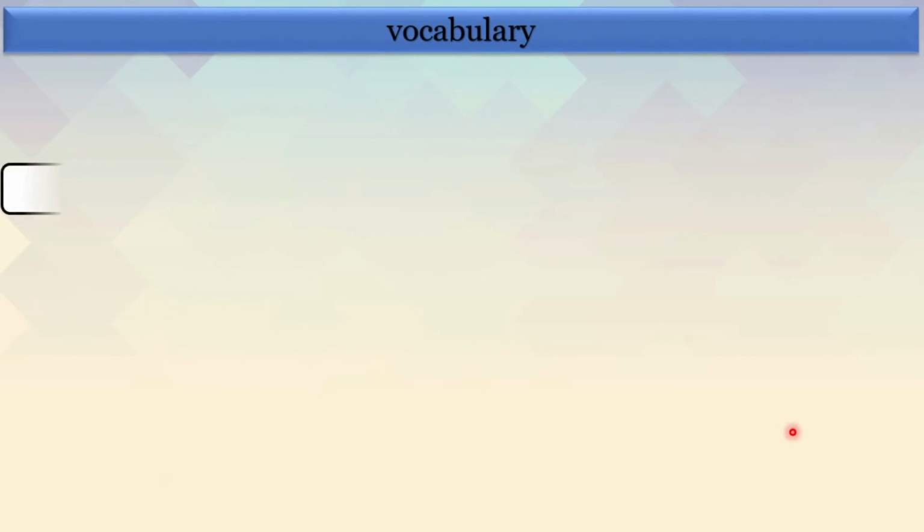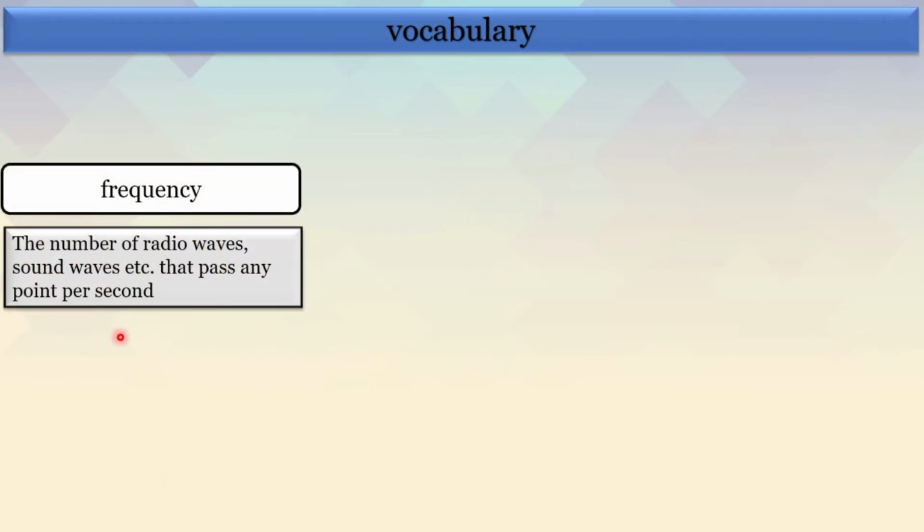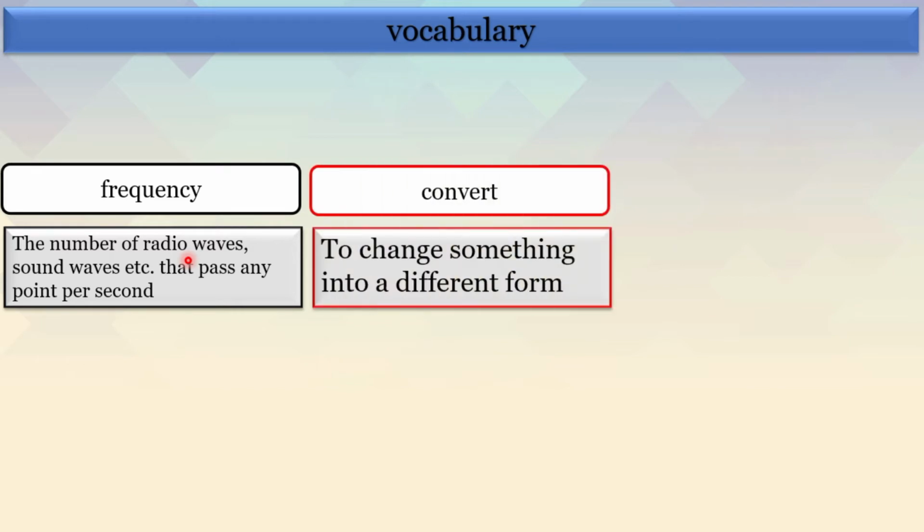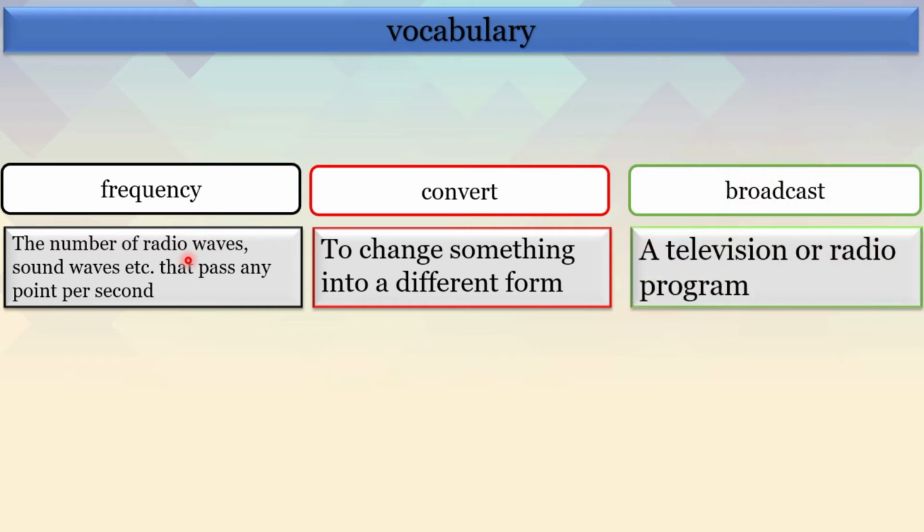Then we have frequency. Frequency is the number of radio waves, sound waves, etc. that pass any point per second. We have convert. Convert means to change something into a different form. And our last word is broadcast. Broadcast is a television or radio program.